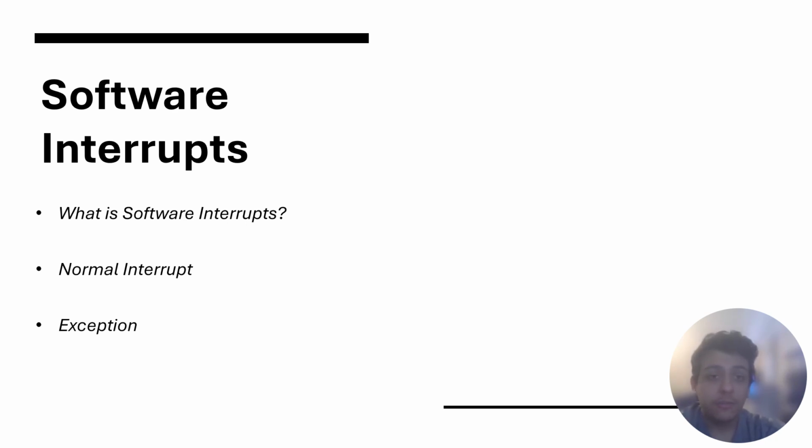And for the software interrupt, we have different examples, such as a normal interrupt. This is generated intentionally by a program to request operating system services, for example, input-output operations. And then next we have an exception. An exception is an unexpected interrupt caused by errors like division by zero or an invalid memory access, causing it to fail.